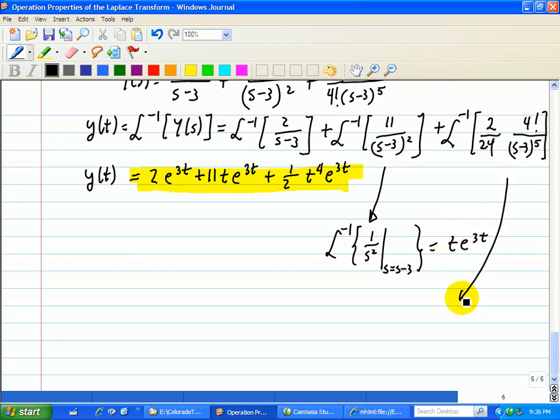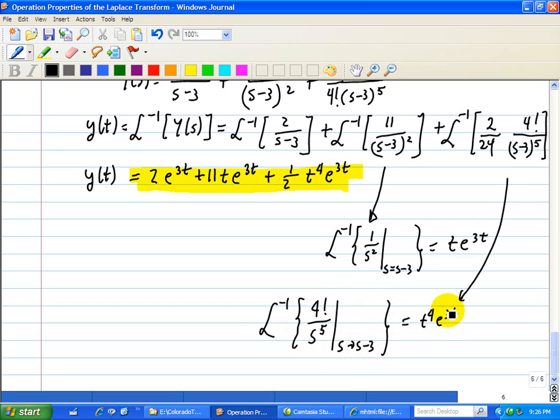And for this expression here, we wanted to find the inverse Laplace of 4 factorial over s to the 5th power, where we replace s with s minus 3, and that gave us t to the 4th e to the 3t. And then we just add the appropriate coefficients in front of the expression here. So we put a 1/12 in front of t to the 4th e to the 3t, and 11 in front of t e to the 3t.